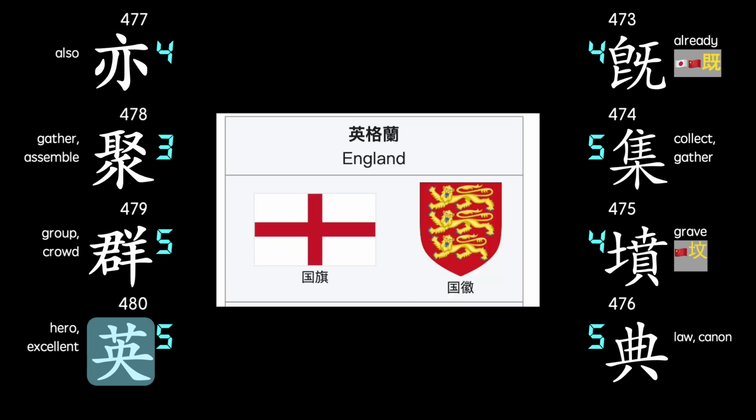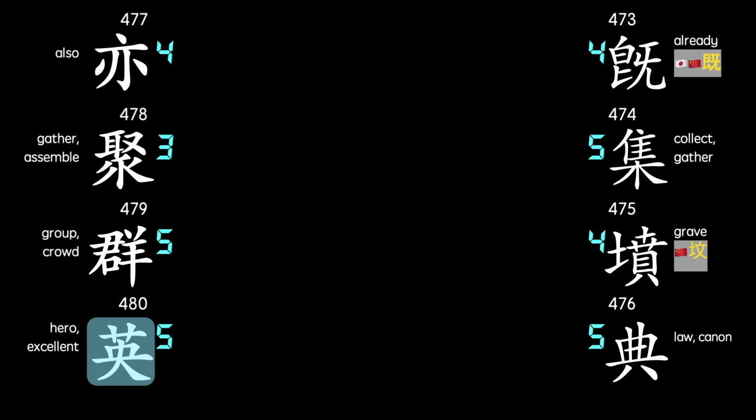This character is also part of the Chinese and Korean words for England. The reason this character represents England in Chinese is that the sound of this character, ing, is similar to the ing syllable that starts the word England. So hence it is for phonetic reasons that it came to mean England.